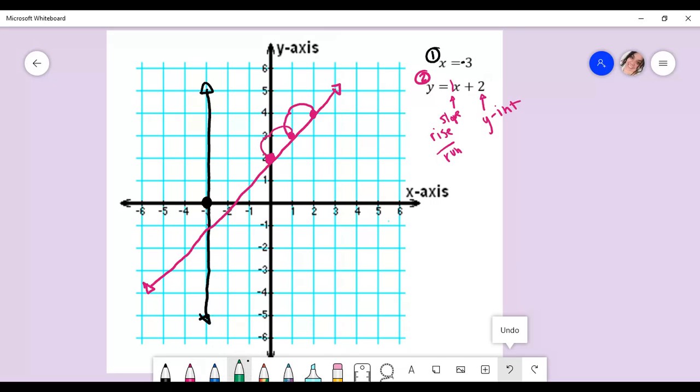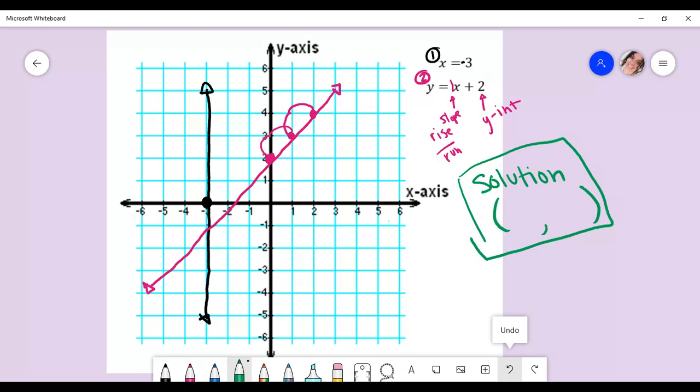Okay, so our solution is where our lines cross. Right, so I'm going to go ahead and write it over here. My solution is going to be an xy point. So both of my lines are going to cross right at this point. So this would be right here at -1 and right here at -3. So my x is going to be -3 and my y is going to be -1. And that is my solution.